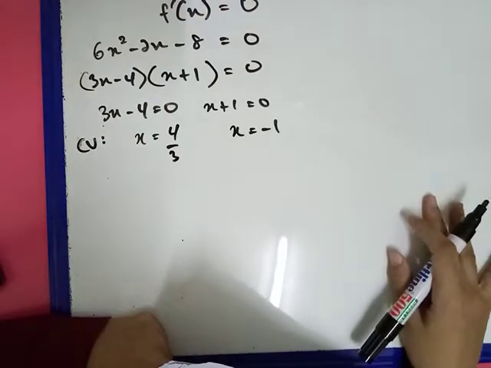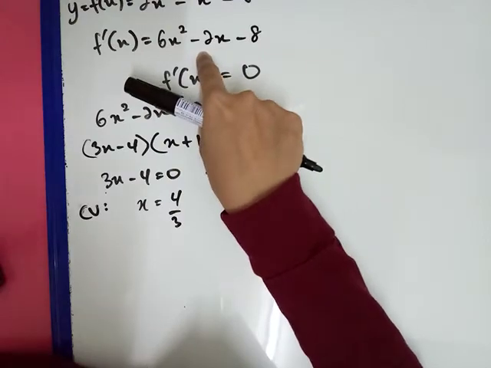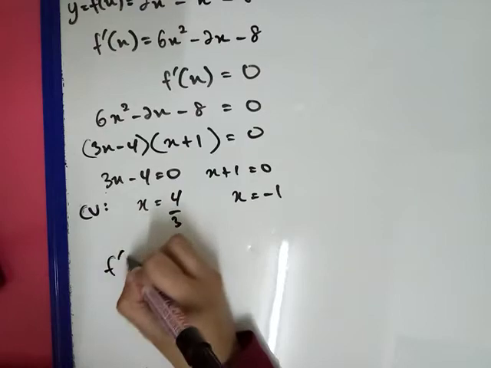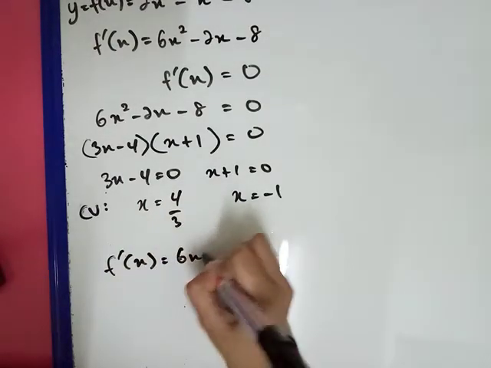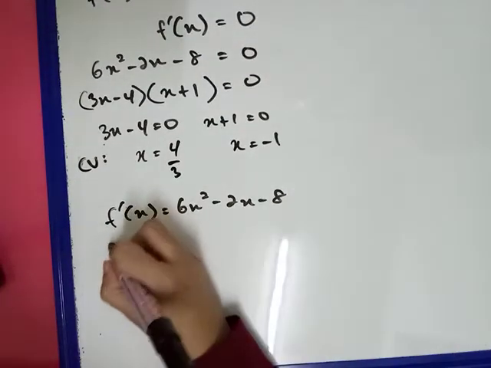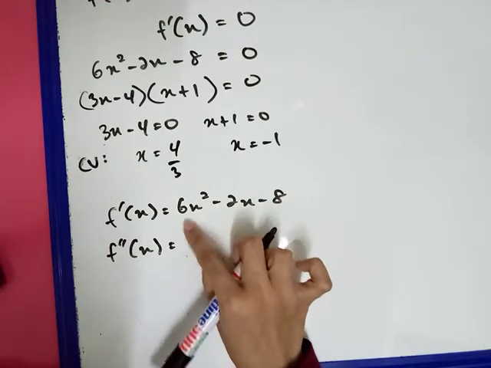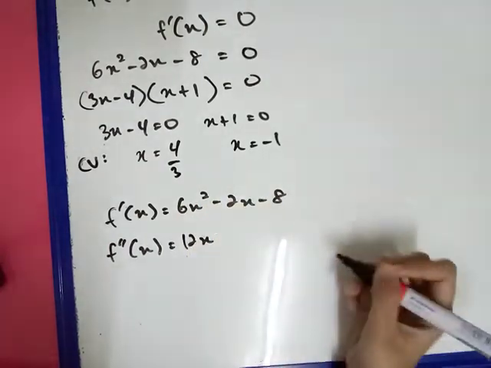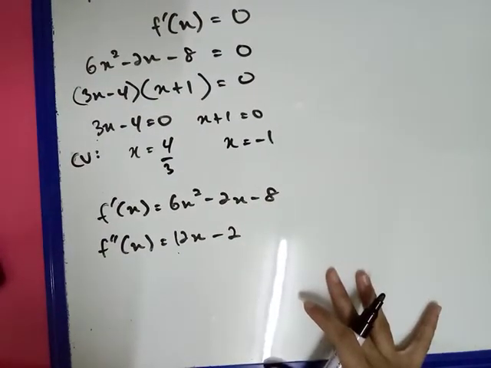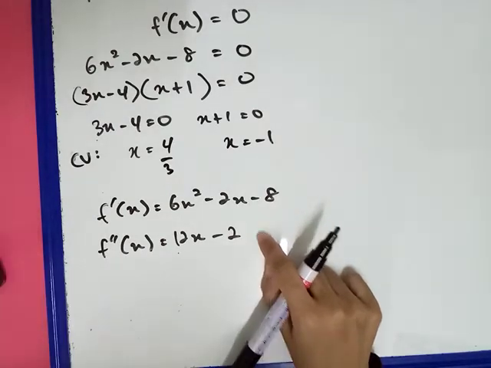Okay, and then the third step is you need to find the second derivatives. From the first derivatives, 6x square minus 2x minus 8, you need to differentiate to find the second derivatives. Differentiate 6x square, you get 12x. Differentiate negative 2x, you get negative 2. So this is the second derivative.